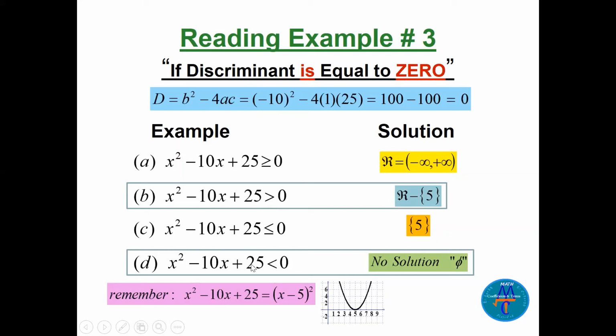And this is negative. This is all positive because the leading coefficient here is positive. So that's positive. Less than 0? No, it is not. So that means no solution for this one. These are all special cases.